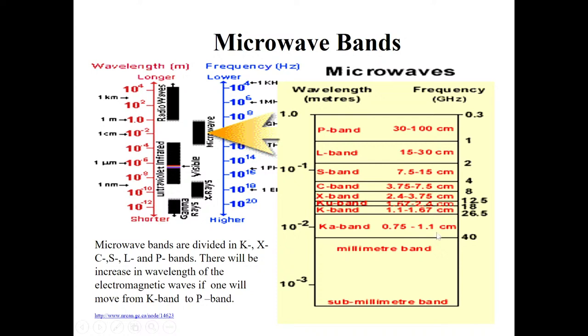Now what we are observing here is that if there is an increase in the wavelength, like when one moves from K band to P band, there is an increase in the wavelength. But if you see the frequency, there is a decrease in the frequency. So one can easily see that if there is an increase in the wavelength, there is a decrease in the frequency, and frequency is also related to energy. So there will be low energy for the long wavelength ranges.